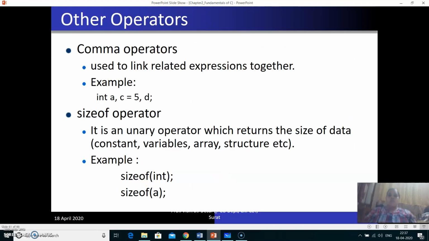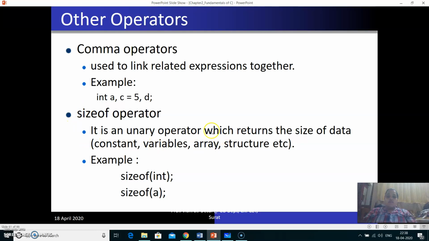Other operators. In other operators, first is the comma operator. Comma operator means whenever you want to initialize or declare more than one variable of similar data types. Suppose here we have taken three variables A, C and D and all are integers. So instead of using statements like integer A, integer C, integer D, you can also represent it as integer A, C, D.